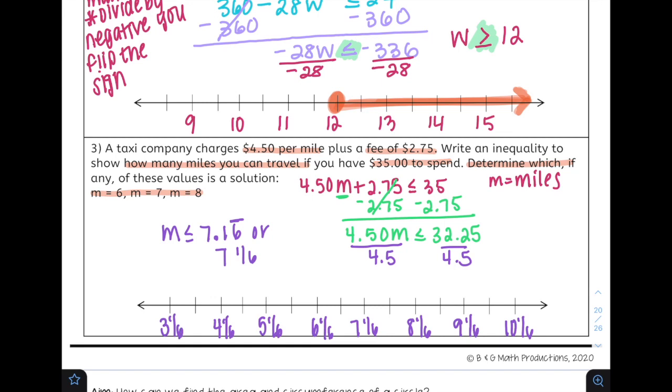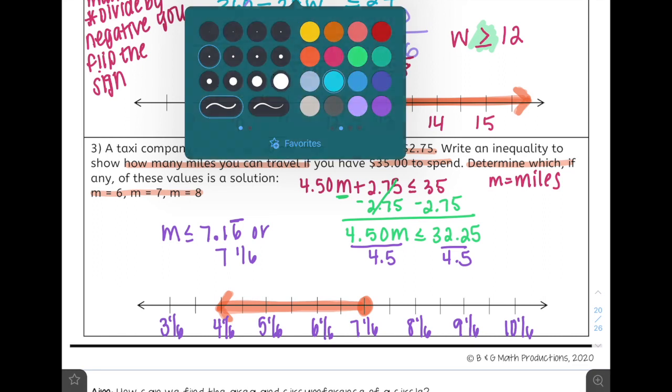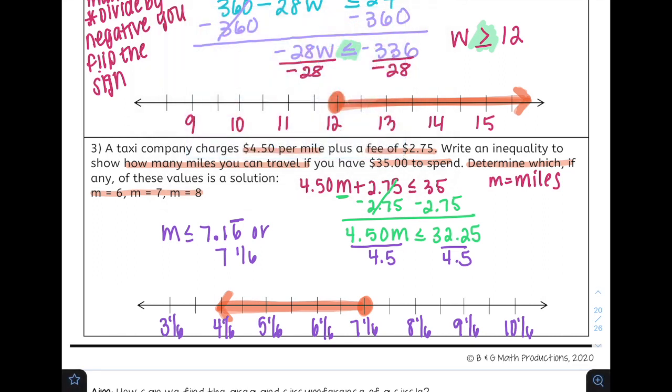So I decrease by ones. I want to make sure that my point is closed on 7 1/6. And because it is less than or equal to, I'm going to move my arrow to the left. Okay, so that is how I'm going to graph my inequality. And then to answer the question, whether or not m equals 6, m equals 7, or m equals 8 is a solution, there's only 2 out of 3. Because if you think about it, 8 would be around here, 7 would be around here, and 6 would be around here. So the only 2 that would satisfy the solution or be within the solution is m equals 6 and m equals 7 only.